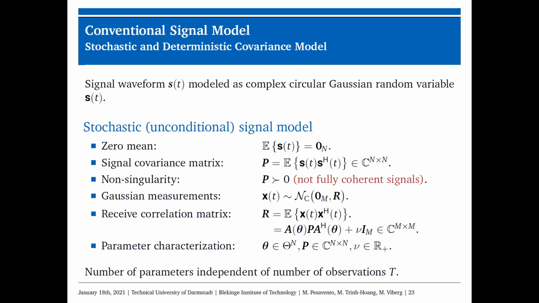Regarding the signal waveforms, there are basically two major options. In the so-called stochastic model, S of t is modeled as a complex circular Gaussian random vector, just like the noise. It is zero mean, and the covariance matrix is denoted P. In most cases, we assume that P is positive definite, which means that the source signals are not fully correlated, like this. Under this model, the measurement vector X is also IID circular Gaussian. It will then be fully characterized by its covariance matrix R, which is given by this model, A P A Hermitian plus nu times identity. And the covariance matrix is parameterized by the DOAs, by the signal covariance matrix P, and the noise variance nu.